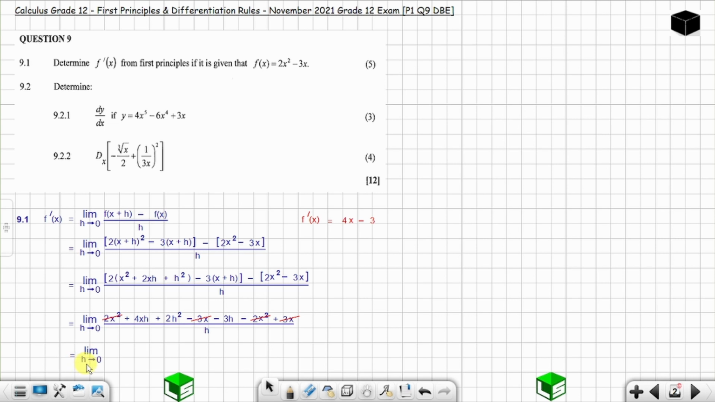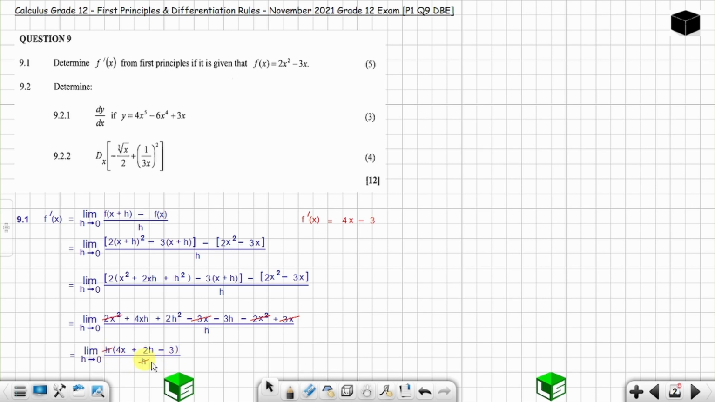You have the limit as h goes to 0. Take h outside of the bracket. When you take h outside of the bracket, you remain with 4x, plus 2h because you have 2h squared, and negative 3 remaining. You close the bracket. This is over h. Now you can see this h and this h can cancel. So you have this.